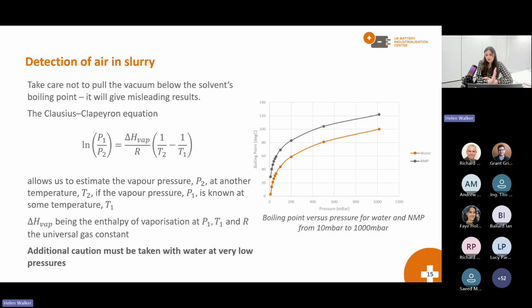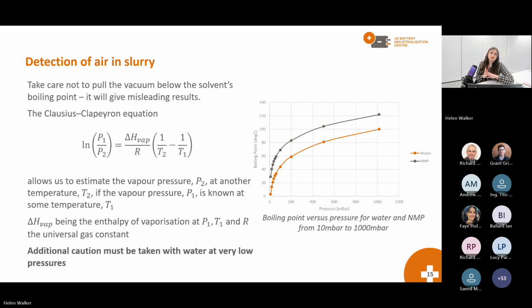I mentioned earlier the degas pressures that we work to on our ISL line, about 40 millibar. As you get to those low pressures, the boiling point of both NMP and water reduces. Water in particular, the boiling point starts to get towards 40, 30, maybe high 20 degrees. And so we're really at risk of boiling off our solvent. For NMP, you can see the risk is slightly less.